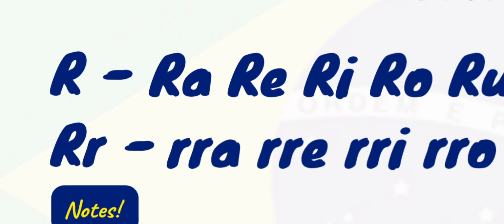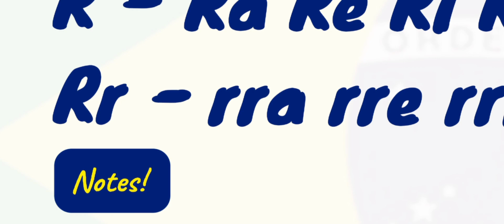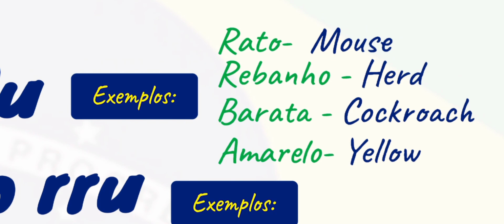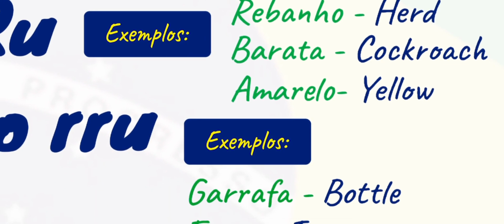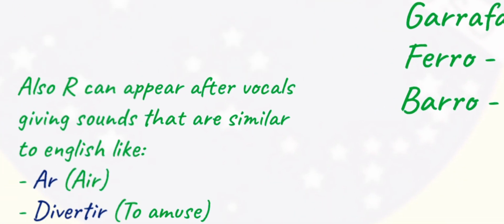So remember, R at the start of the word, ha, he, hi, ho, hu. R between two vowels, ra, re, ri, ro, ru. And RR between two vowels, ha, he, hi, ho, hu. Like rato, rebanho, barata, amarelo, garrafa, ferro, barro.